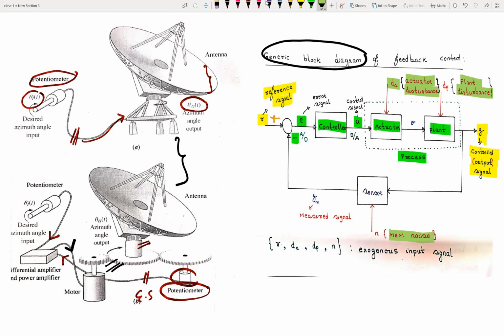And the reference signal R. These are known as exogenous input signals: R, actuator disturbance dA, plant disturbance dP, and measurement noise N. So these are known as exogenous input signals. This is the basic introduction I would like to give regarding basic control systems.